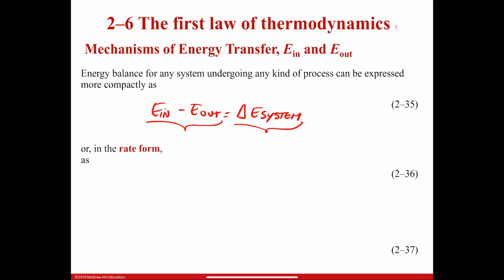And if I want to rewrite that in rate form, you remember what is very important about the rate. We only have to add the dot, which is E dot in minus E dot out, which equals the rate of change of the energy of the system. Something very important: the units for this one will be kilojoules. The units for this one will be kilowatts.